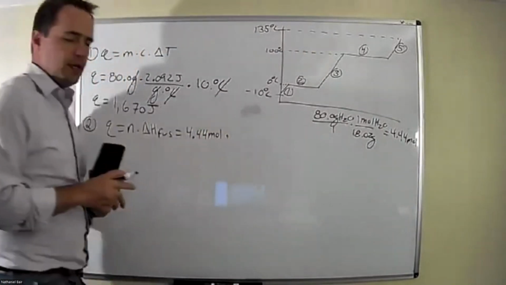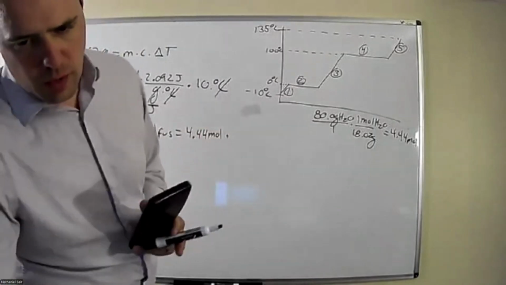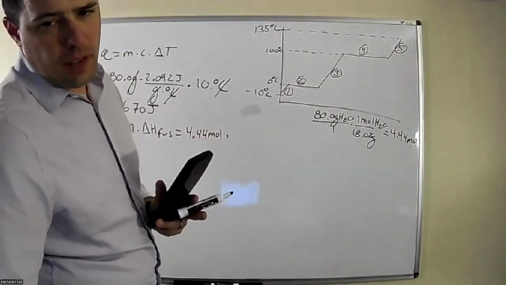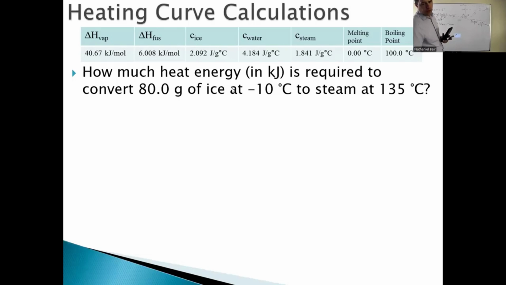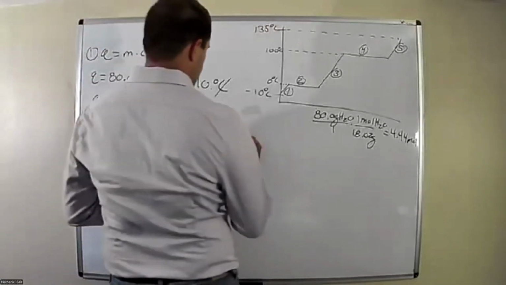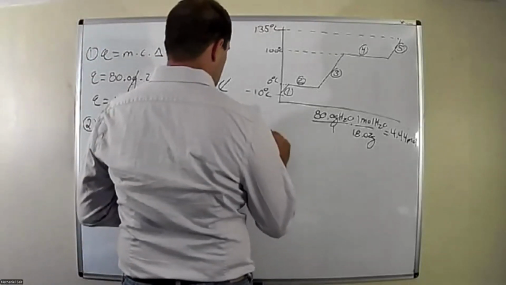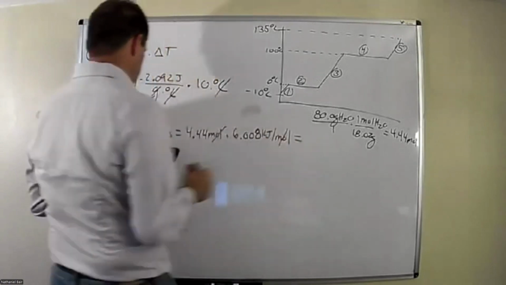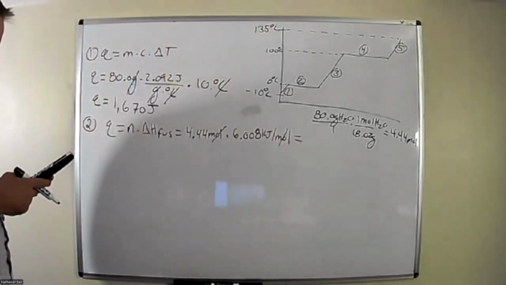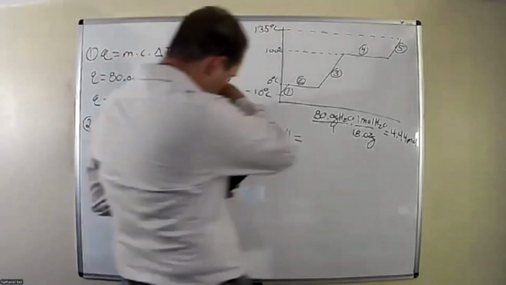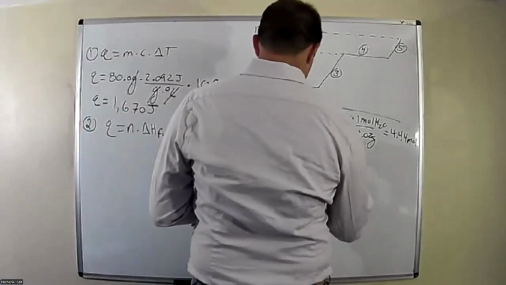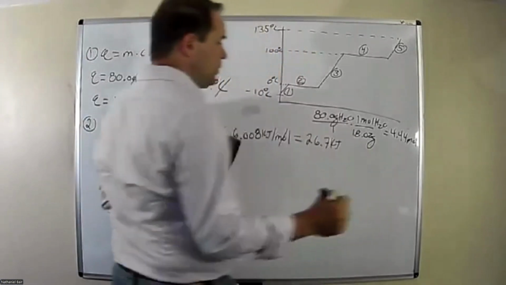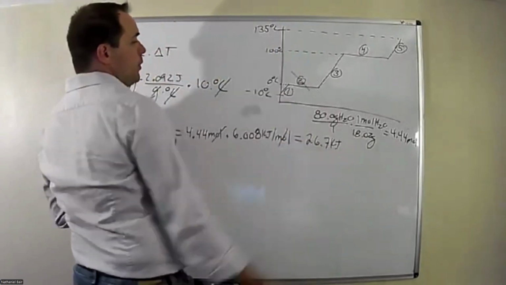And now we need to grab the change in enthalpy of fusion off of that slide. The change in enthalpy of fusion is 6.008 kilojoules. Be careful, that's going to matter in a moment, per mole. So that's 6.008 kilojoules per mole. Moles cancel out, and we'll be left with an answer in kilojoules. I'm going to do 3 sig figs: 26.7 kilojoules. So what did we just do? We did part 1. We did part 2.